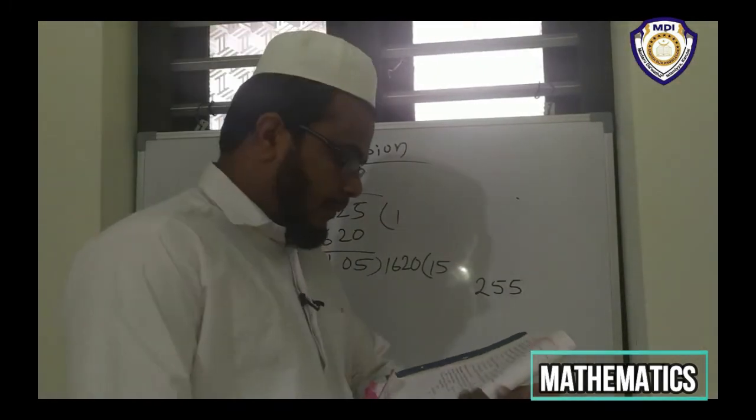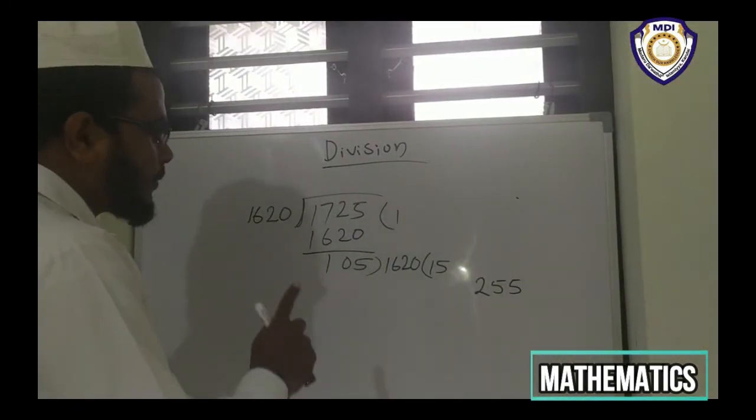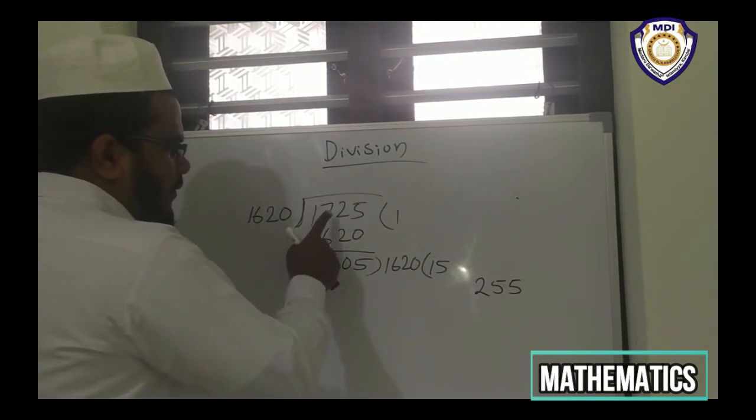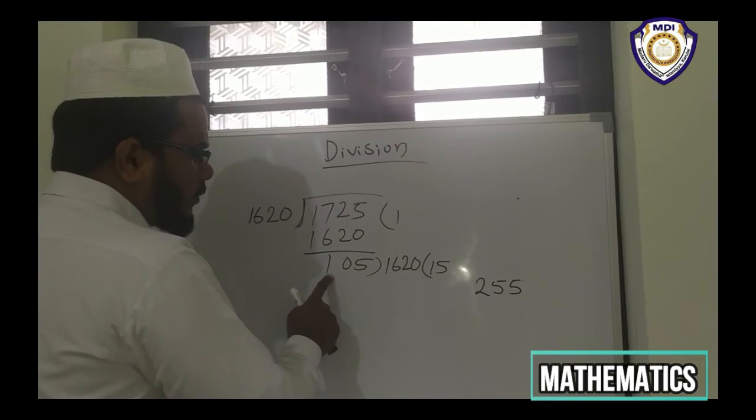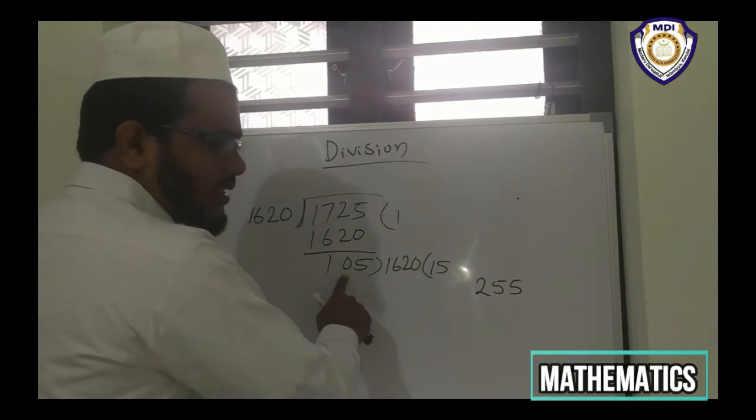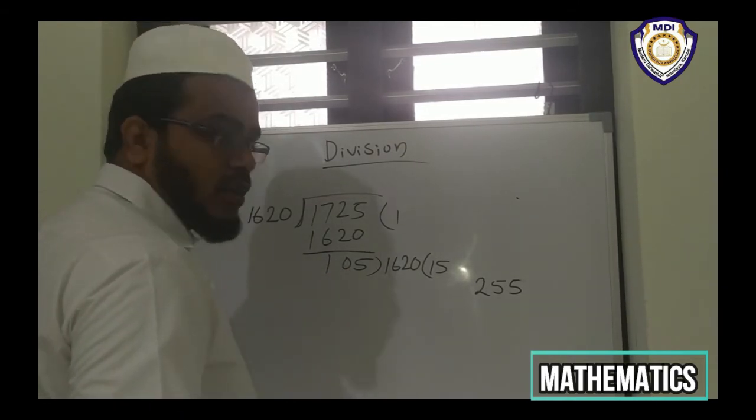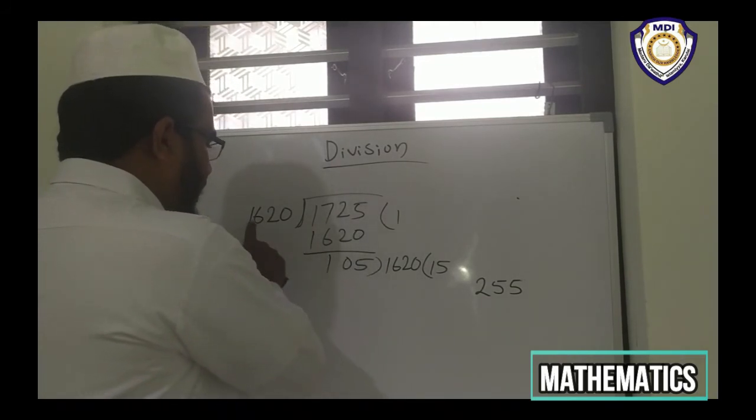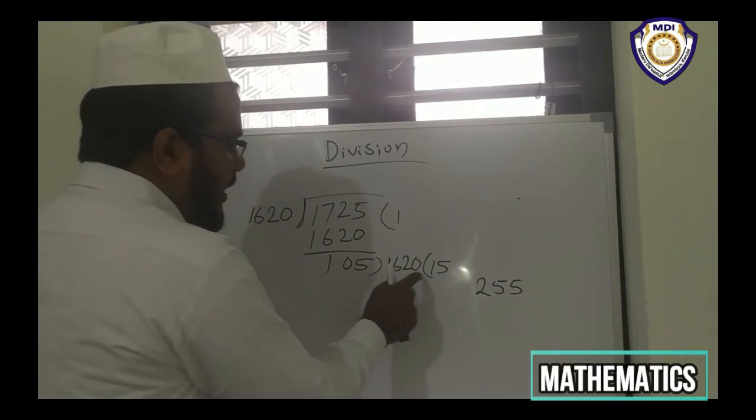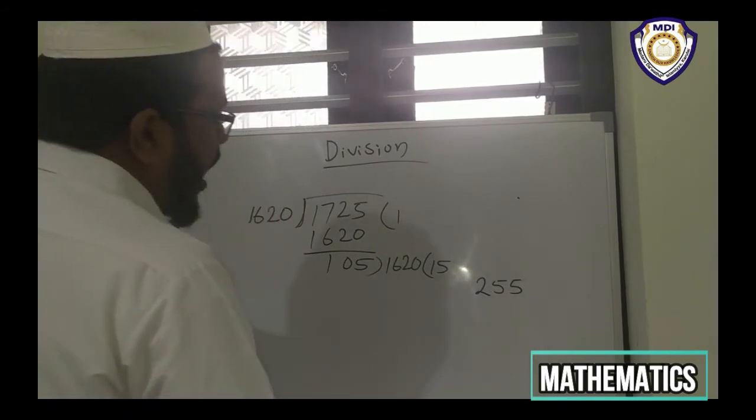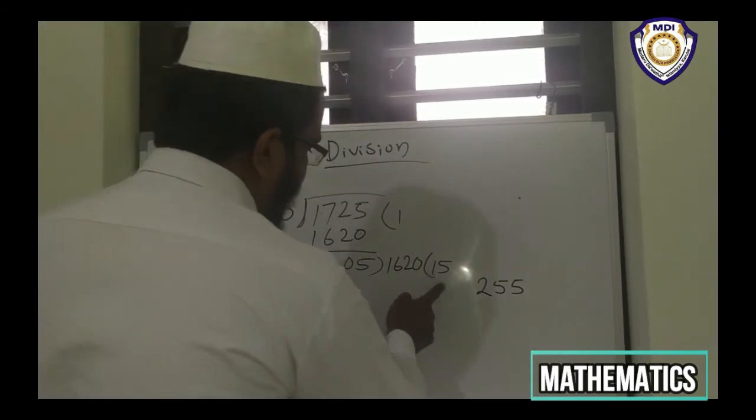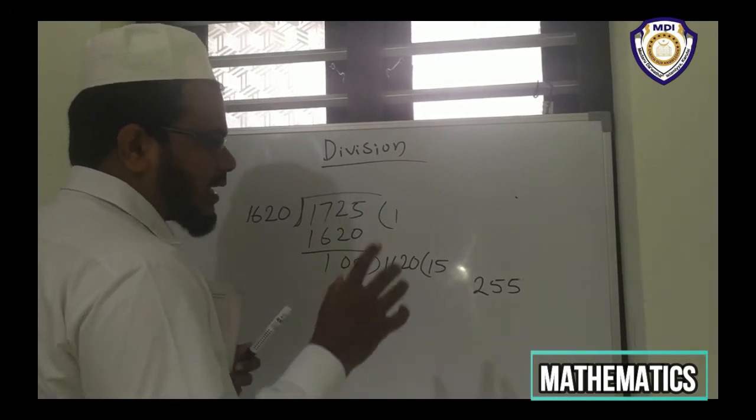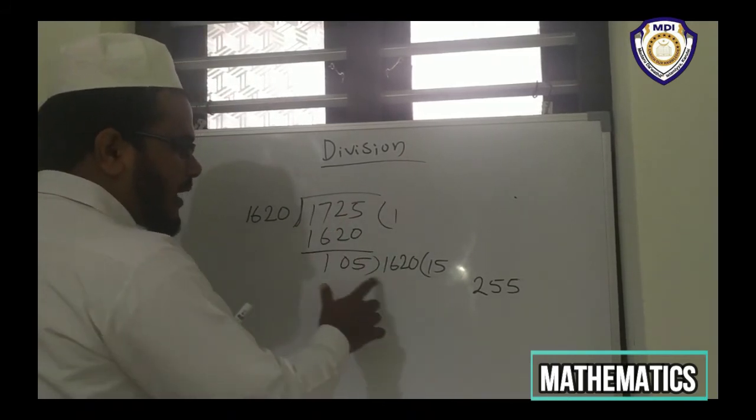Please listen here. Where did we reach? We subtracted here, then we got 105. Then it becomes the divisor. The first divisor becomes the dividend, and we get 15. After that, we have to multiply 15 and 105. This is the simple way to multiply.